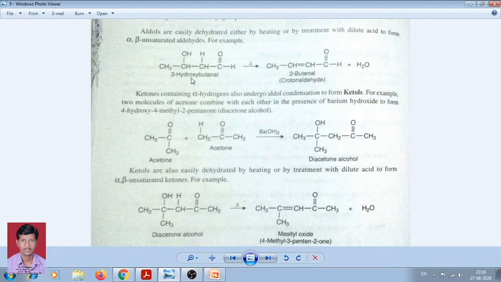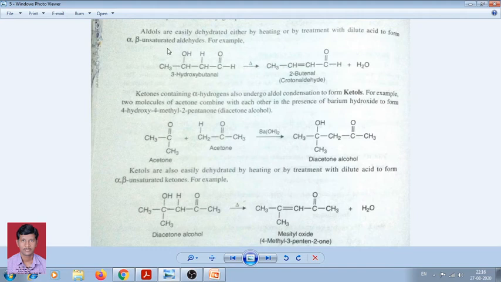Therefore, it is easily dehydrated by the loss of a water molecule to form 2-butenal. Why 2-butenal? Because this compound has an aldehyde, that's why at last Al, and with respect to this carbon, this is 1 and this is 2, from the 2 position there is a double bond, that's why 2-butene, B-U-T-E-N, and Al is for aldehyde, and its common name is crotonaldehyde.